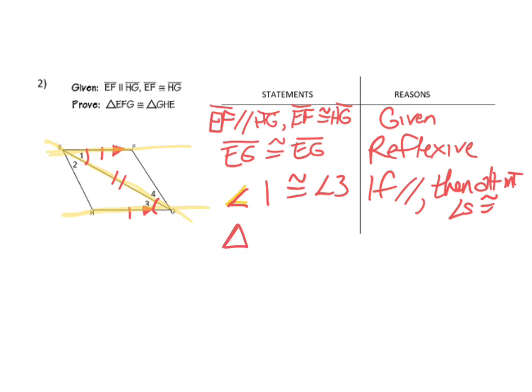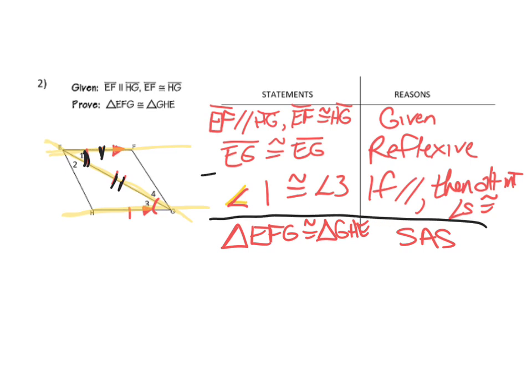All right, your very last step, triangle EFG congruent to triangle GHE, and hopefully you said side, angle, side. The angle is the included side. This angle here is included between your congruent sides. It's in between there. It's the angle those 2 sides create. Side, angle, side. There you go. That was a little shorter proof.